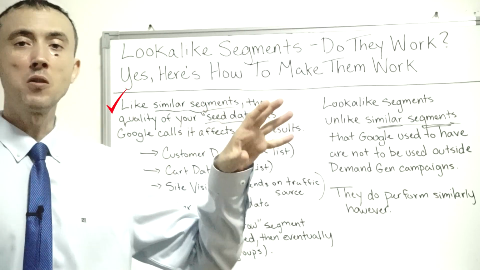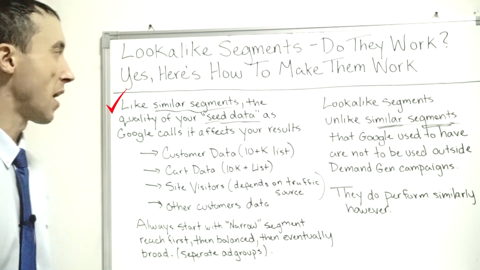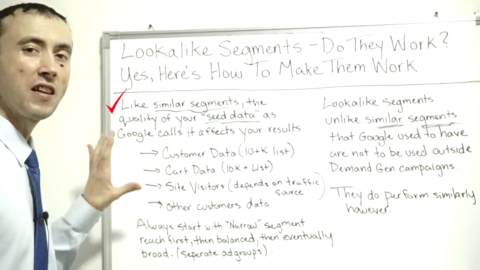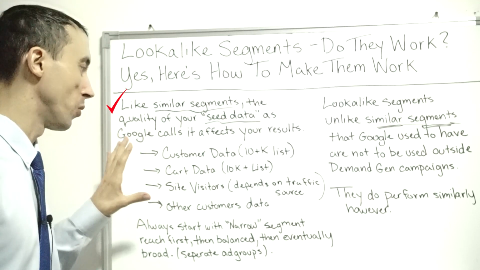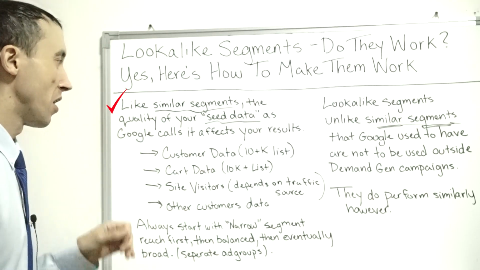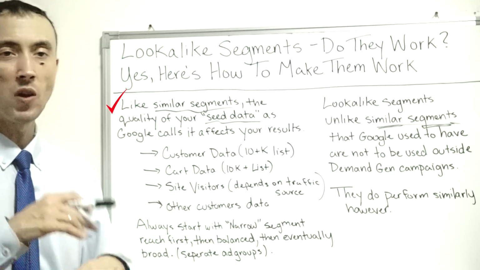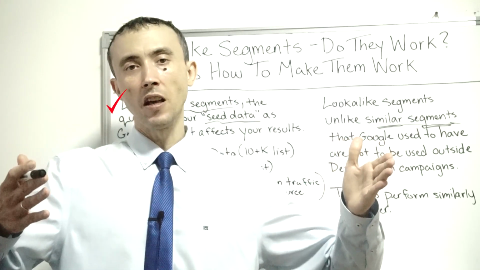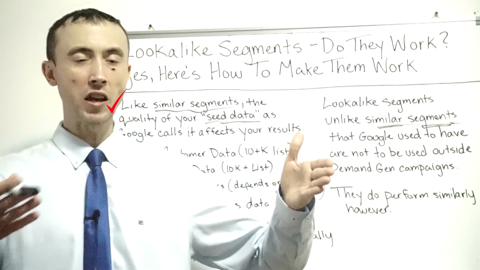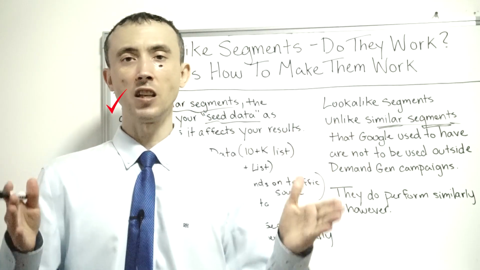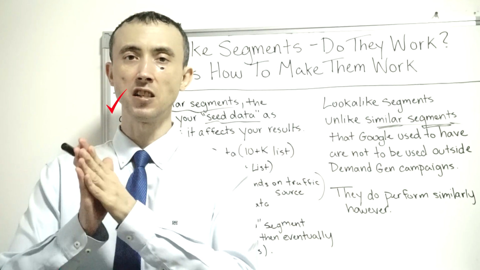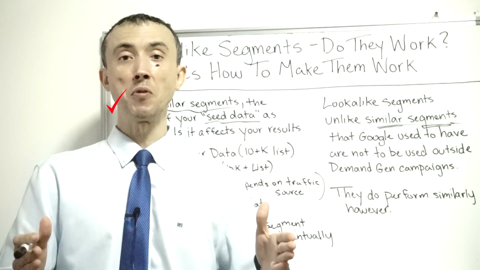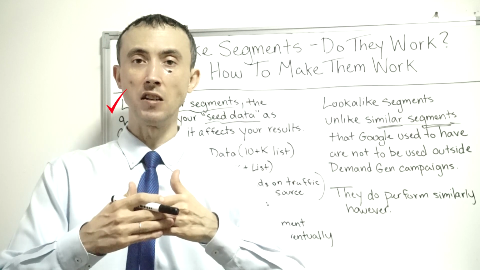Or it could be somebody who comes to your website or part of your website, but the quality of the data that you provide will affect your results dramatically. What you want, and what this ultimately comes down to, is if you give Google a list of 10,000 customers, they're going to look at all the data that they have on all 10,000 customers and find the similarities between them, and then your ad is just going to run to people that have those same overlapping traits, essentially.